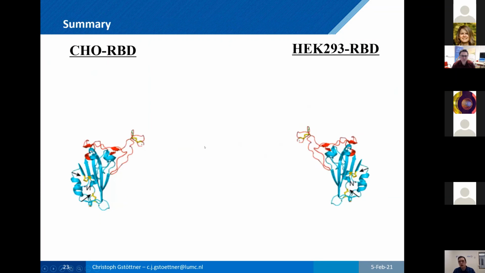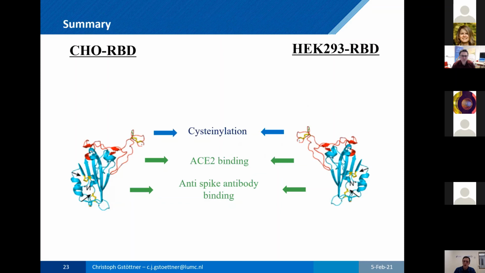So to summarize, we analyzed RBD produced in CHO cells, but also in HEK cells. Both of the RBDs showed a strong binding to ACE2 and also a binding to the anti-spike antibodies. We could confirm a cysteinylation on the free cysteine in both the CHO and HEK cell produced material. Also, we could localize the O-glycosylation at the threonine 323.